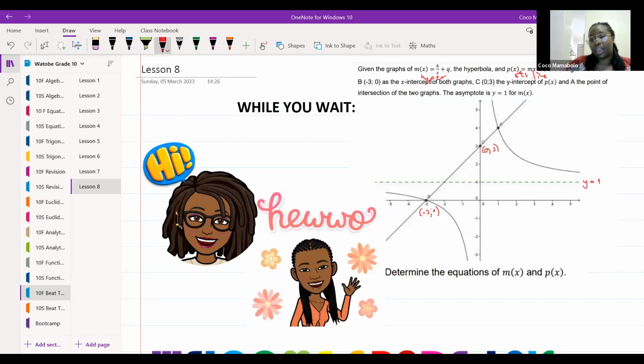I'm going to give everybody a couple of seconds. Remember what the asymptote y is equal to 1 means for what we're doing here, and see if you can find me the answer for those.